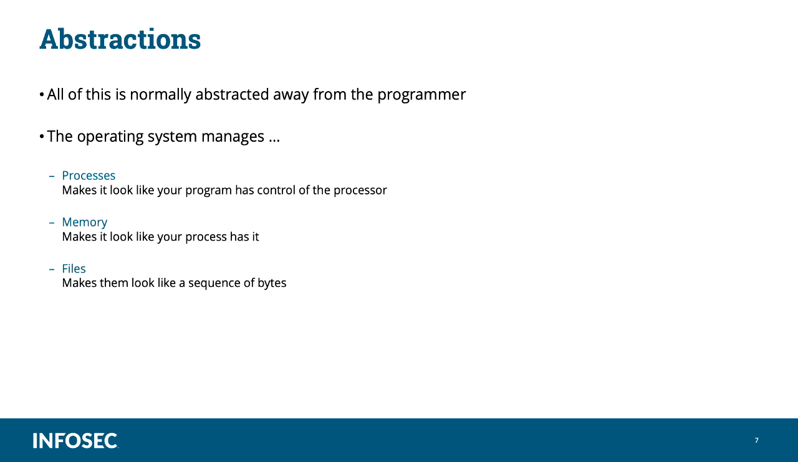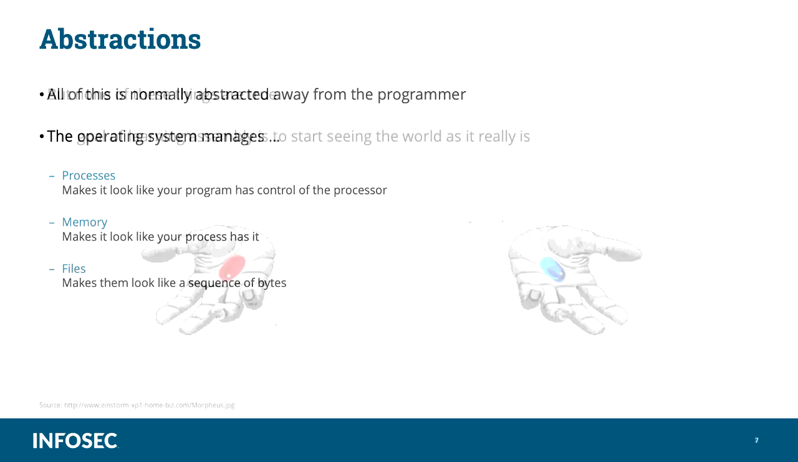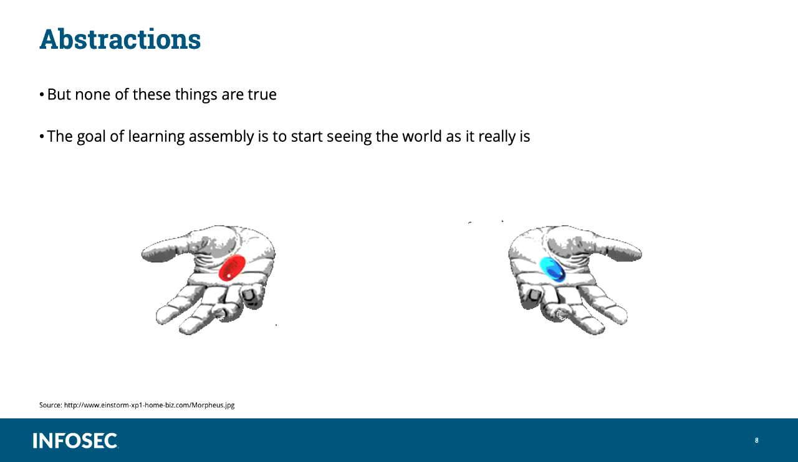So all of this is normally abstracted away from the programmer. The operating system manages processes, memory, files. The processes make it look like your program has full control over the processor and is the only thing executing. Memory makes it look like your process has the specific blob in memory that is fully and solely dedicated to it. And files make it look like you have a sequential series of bytes all to yourself. But the truth is, none of that's actually true. It's all constructs that the operating system is giving you and your applications to make your life easier.